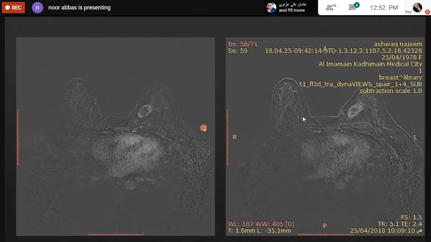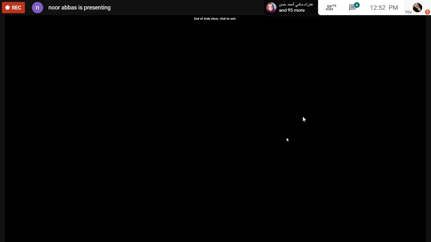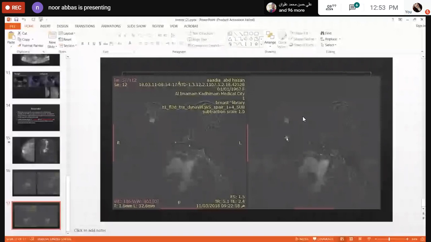This is also another patient with breast carcinoma, showing the spiculation of the border of the mass. Then for screening high risk patients when the risk is too high, very strong family history, and in further workup of masses that are indeterminate using other modalities.